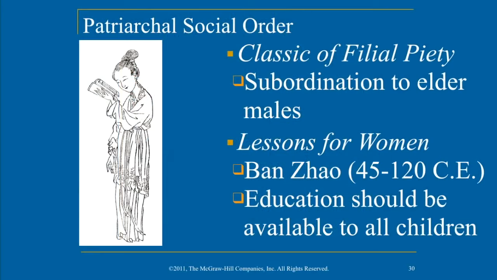There's a patriarchal social order. We talked about patriarchy as being father as the head. There's a Classic of Filial Piety, the subordination to elder males. This is a big Confucian idea, that the way the society is structured is good, and this needs to be set up in filial piety, that the elder males, the oldest male on down to the youngest male, and then the oldest woman on down, you need to bend your will to what they want.